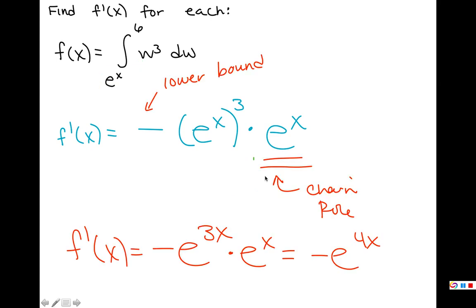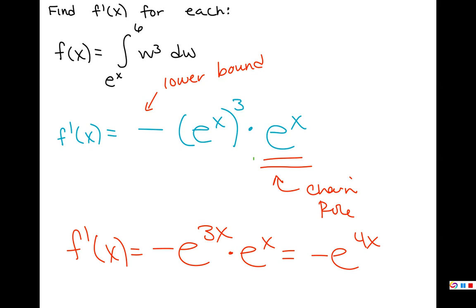All right, so again, to summarize, it's a negative because the variable is in the lower bound. That will always happen. If the variable is in your upper bound, your answer is going to be positive. The second e to the x was the chain rule. That was the derivative of my inside function.